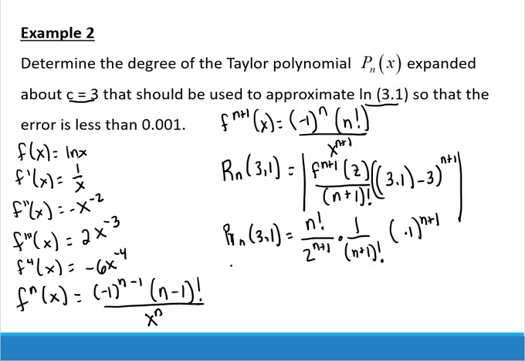The n factorials cancel, so I end up with 0.1 to the n plus 1 over z, that's not a 2, it's a z, to the n plus 1 over n plus 1 factorial. Okay, so on this interval, z is somewhere between 3 and 3.1, between the center and where I'm approximating. And I need this error.